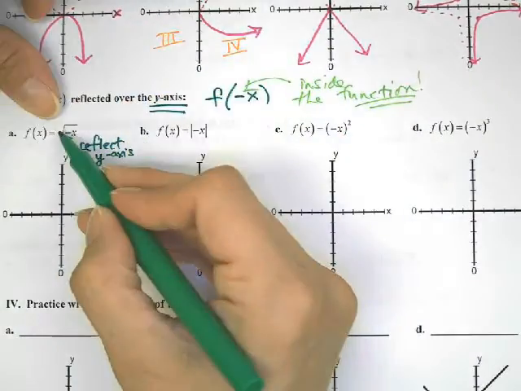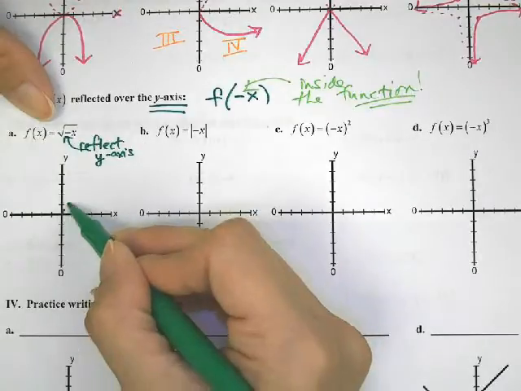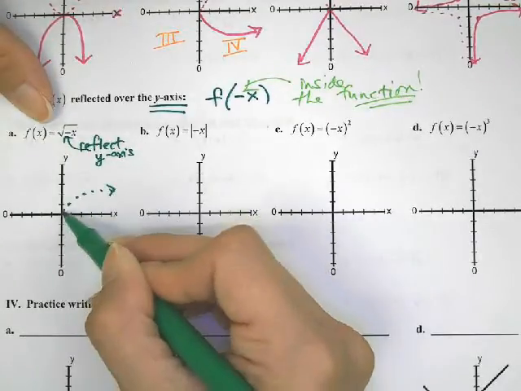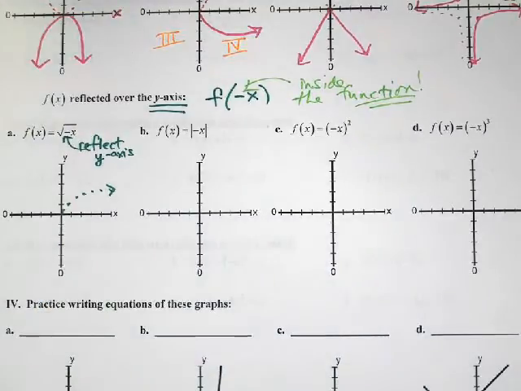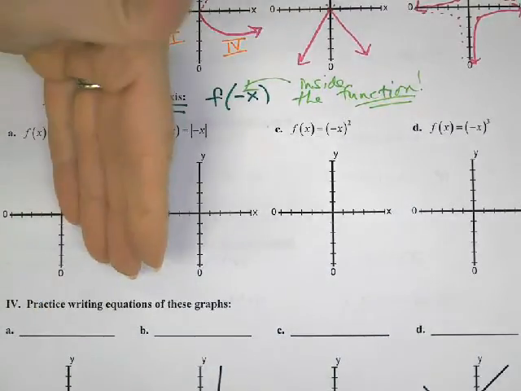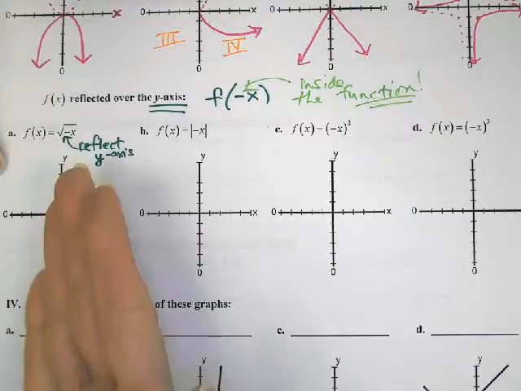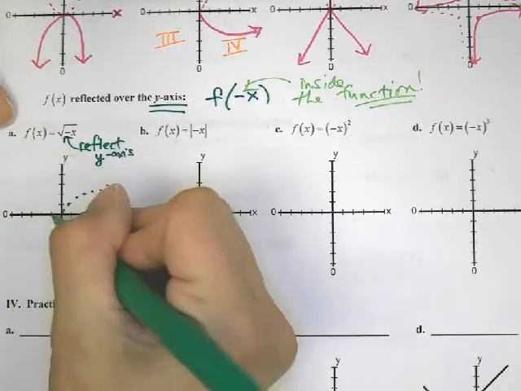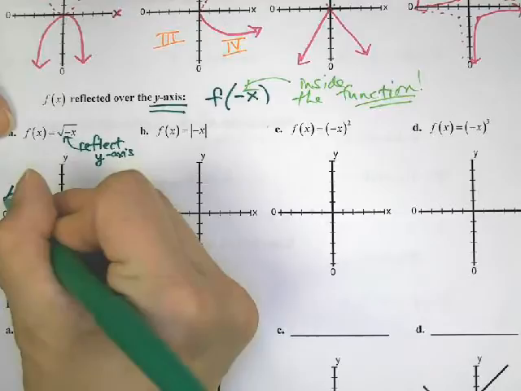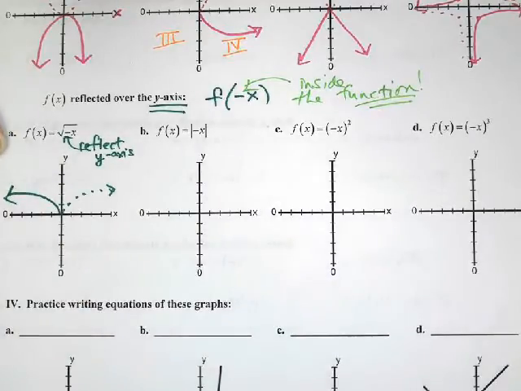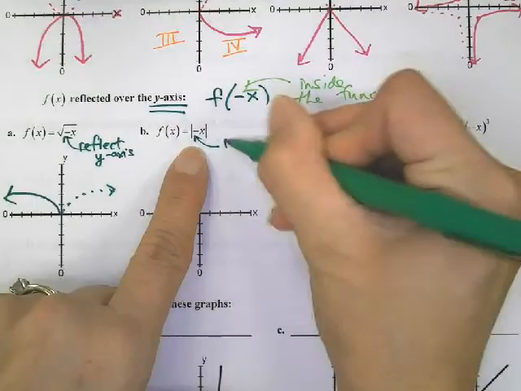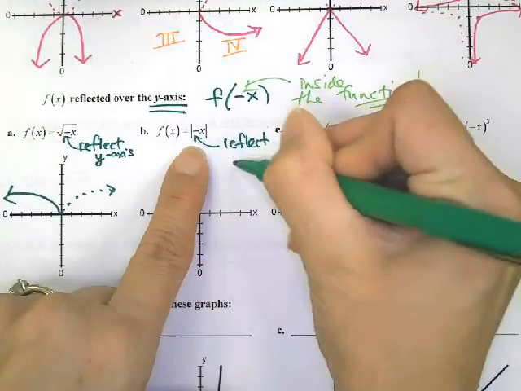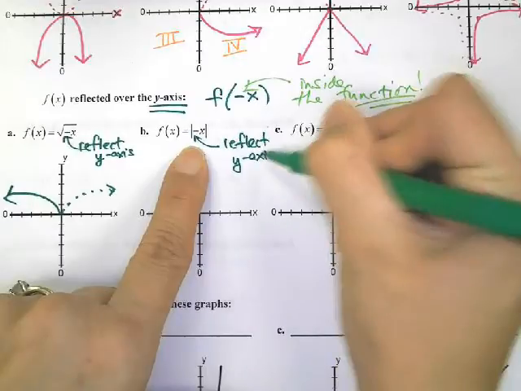The y-axis. So what does a regular square root look like? The regular shooting star starts at the origin, and when I reflect over the y-axis, it's going to flip to the left. It's going to be right here in quadrant 2. Okay. Example B, what does this negative mean? It means reflect over the y-axis.